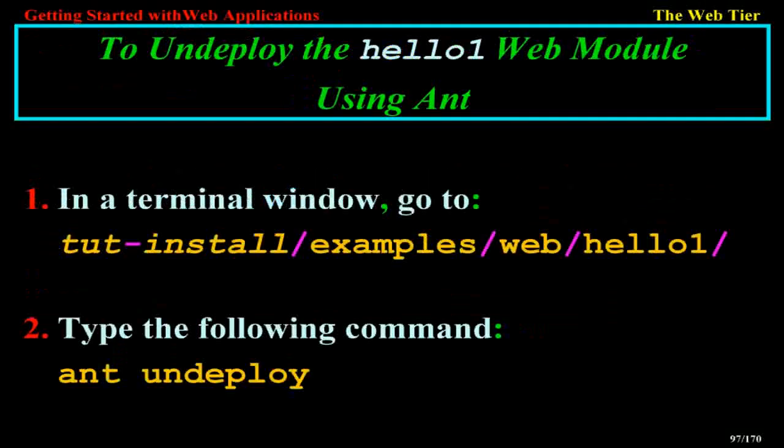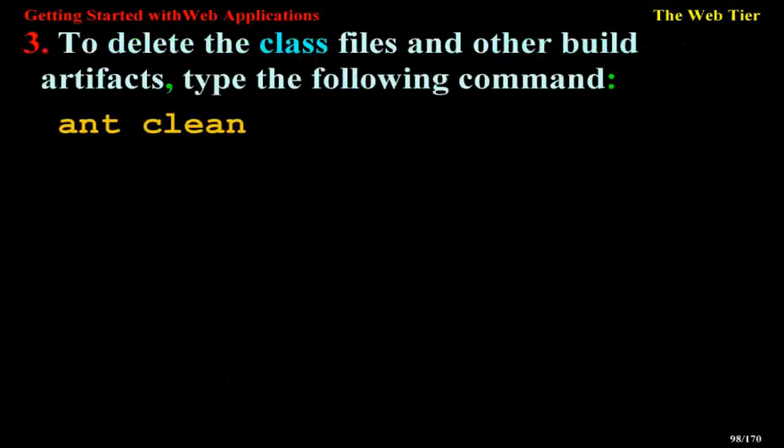To undeploy the Hello1 web module using Ant, in a terminal window, go to tut-install/examples/web/hello1. Type the following command: ant undeploy. To delete the class files and other build artifacts, type the following command: ant clean.